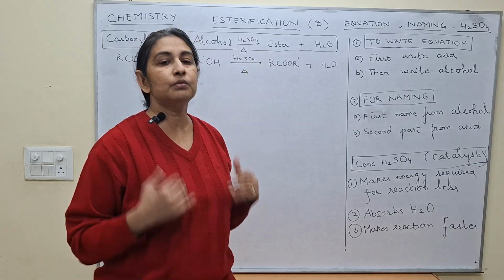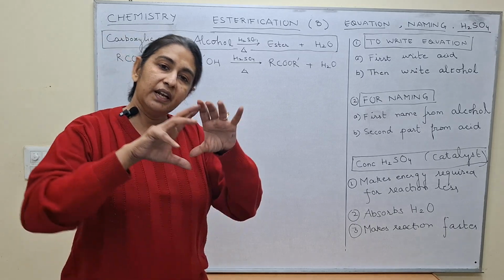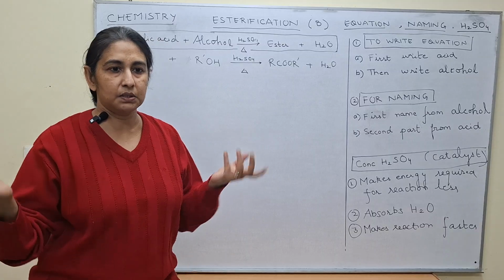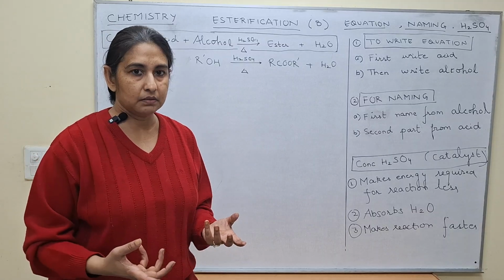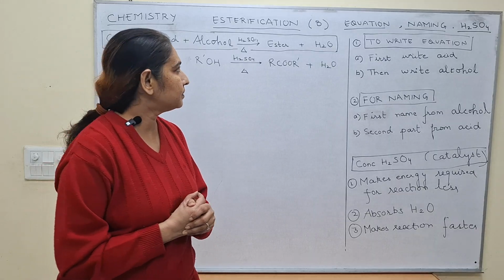In part B, we have to discuss three topics. One is how to write the equation. One is how to name an ester. If some formula is given to you, C3H7 something something, how will you name it? Alright, what name will you give it according to IUPAC?